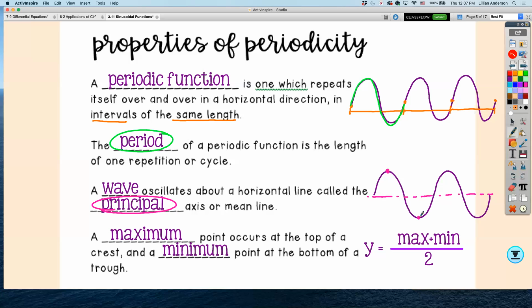This formula that I've typed in purple, where it says (max + min) divided by 2, is very important because that is how you can find your principal axis or your mean line. This formula is how you find your principal axis, AKA the mean line. You take your highest point, you add it to your lowest point, and then you divide by 2.